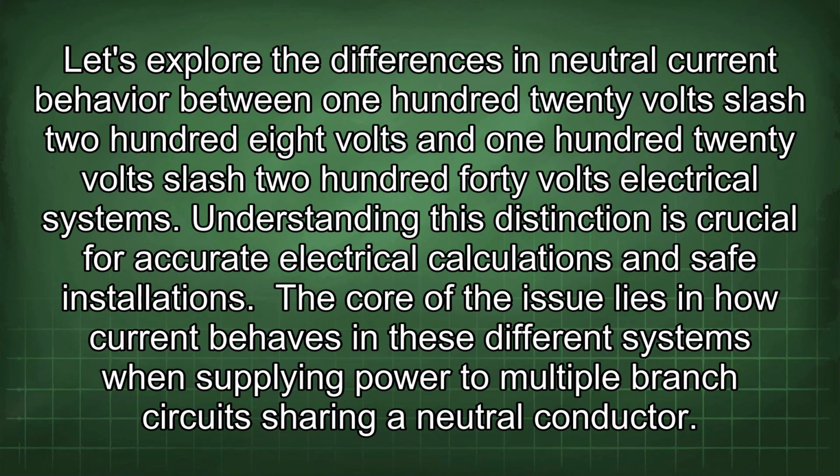Let's explore the differences in neutral current behavior between 120 volts/208 volts and 120 volts/240 volts electrical systems. Understanding this distinction is crucial for accurate electrical calculations and safe installations. The core of the issue lies in how current behaves in these different systems when supplying power to multiple branch circuits sharing a neutral conductor.